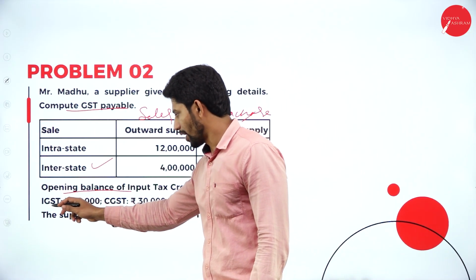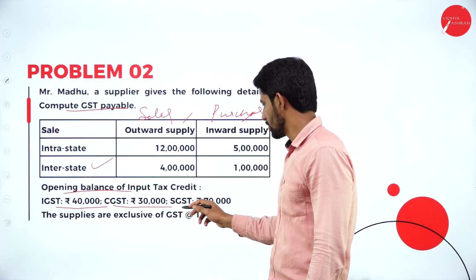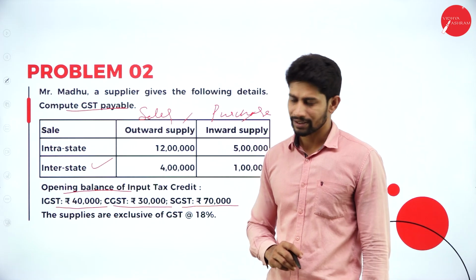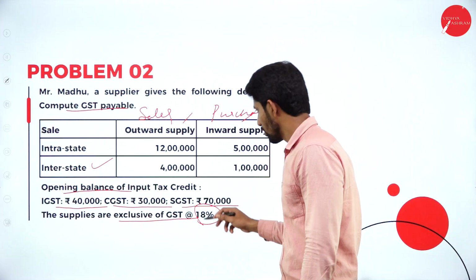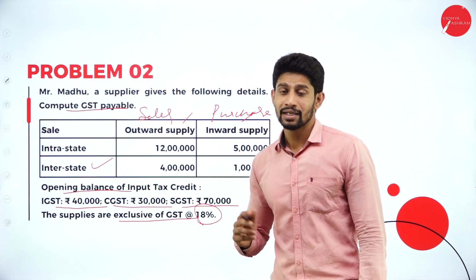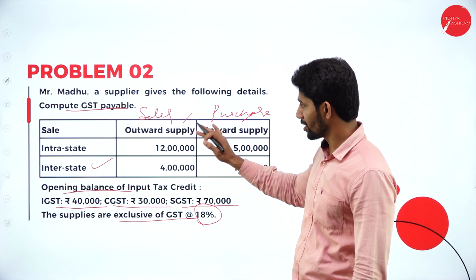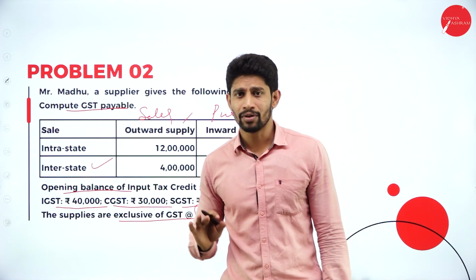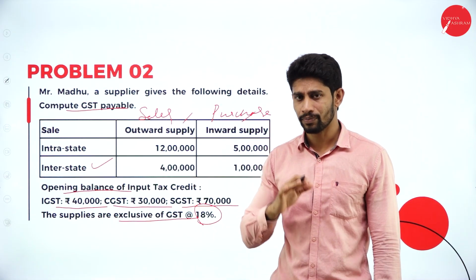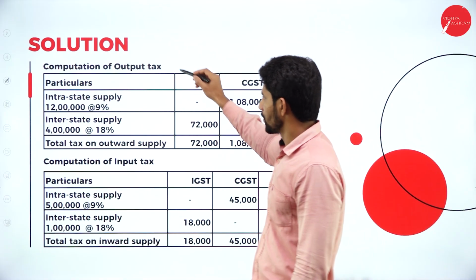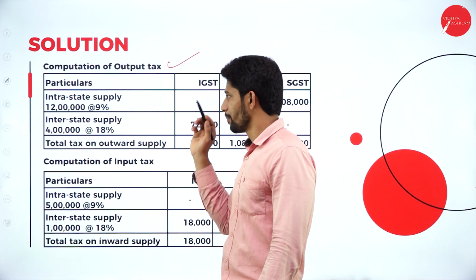Under IGST you have a balance of 40,000, under CGST 30,000, under SGST 70,000. And the supplies are exclusive of GST at 18%. That means all these transactions are chargeable at 18% GST. By using this, you are supposed to find out the net GST payable by this particular supplier, Mr. Madhu. So first, let us solve the output tax payable.